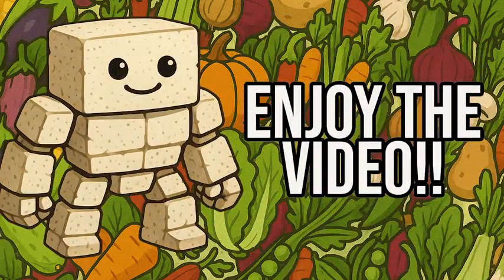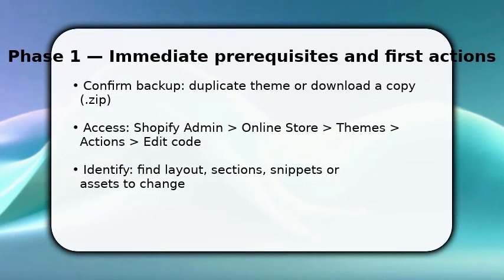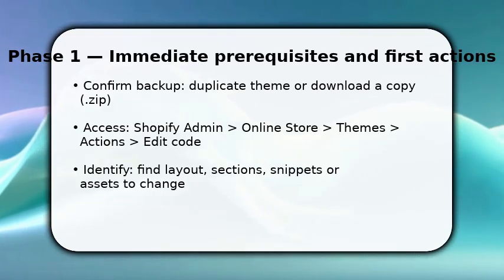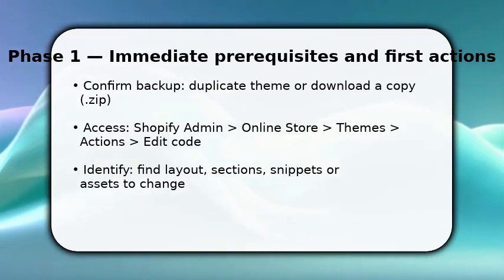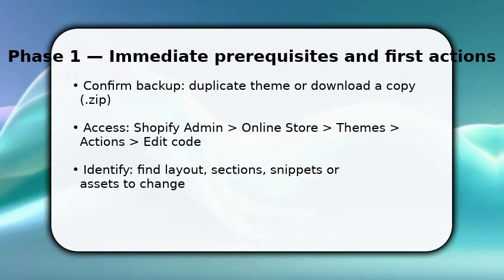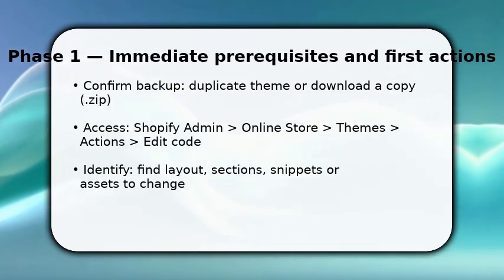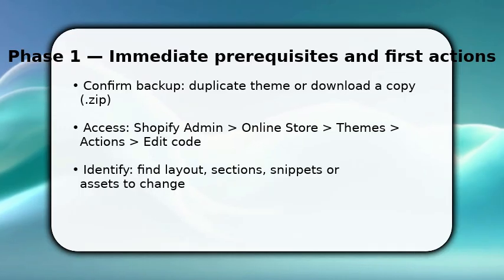Please enjoy the video. You begin by making a quick, reliable backup. Duplicate the theme or download the zip so you can restore if needed. Once done, open Shopify Admin, choose Online Store, then Themes, click Actions, and edit code to load the file editor.